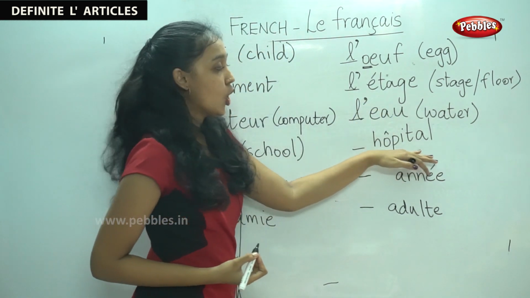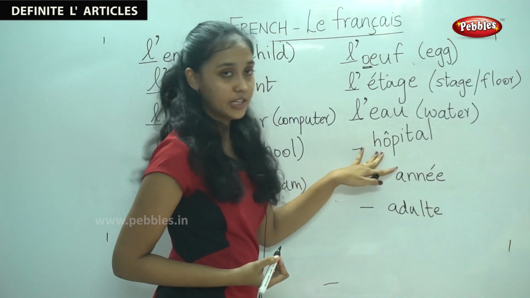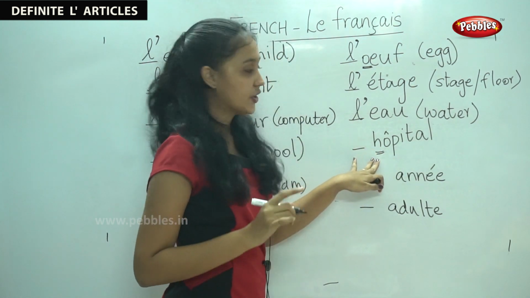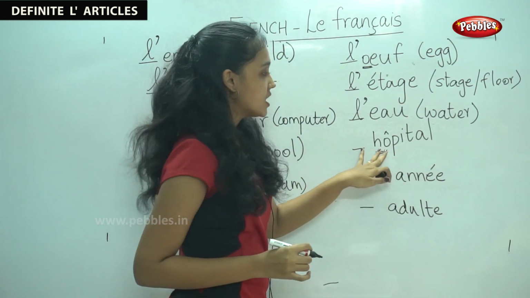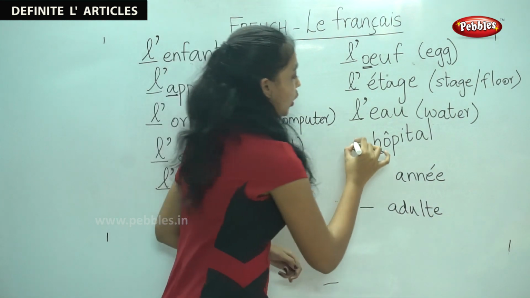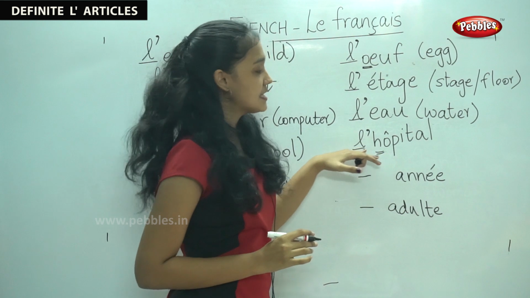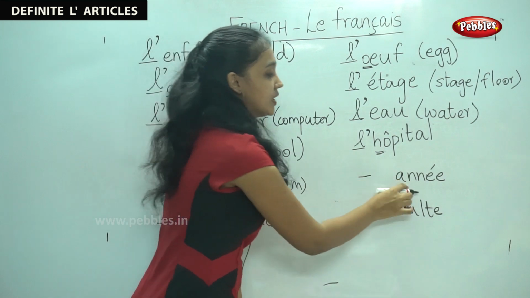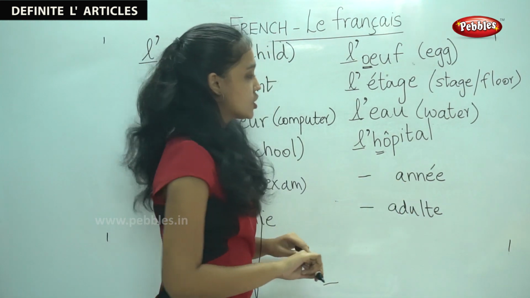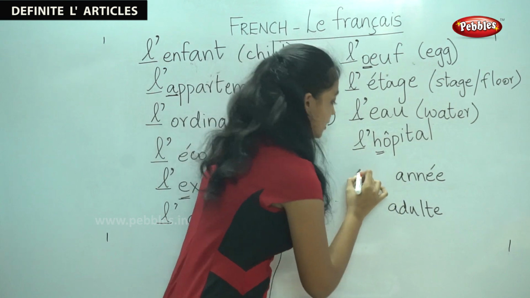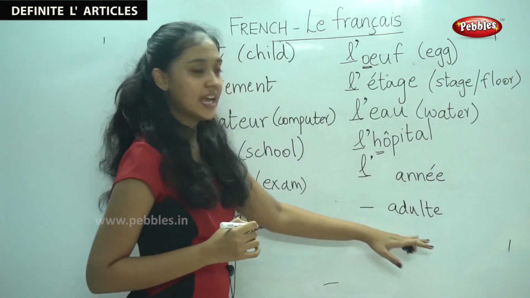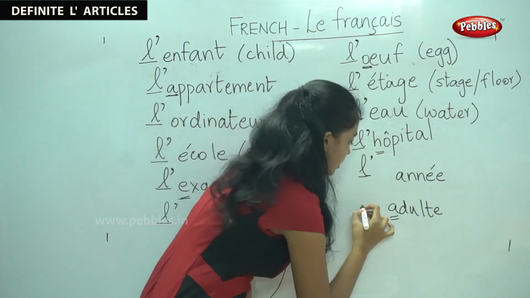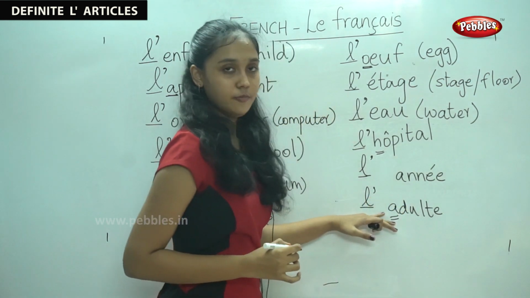The next word is hôpital. This word does not begin with a vowel. However, it begins with an H, which is silent. We already learned what is called the H mute. Since it is pronounced hôpital, we place L apostrophe. It is pronounced as l'hôpital. The next word is année. We learned this word when we learned the months of the year. So, since it begins with a vowel, L apostrophe. And finally, the word adulte. Since it begins with a vowel, place L apostrophe before it.